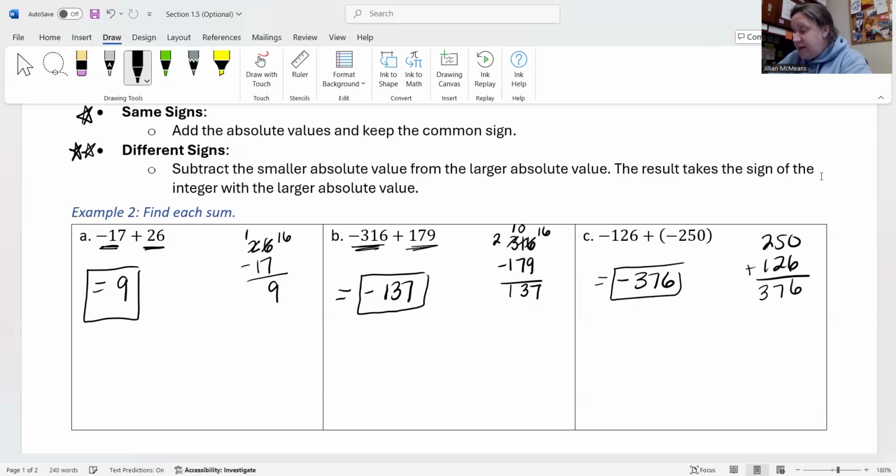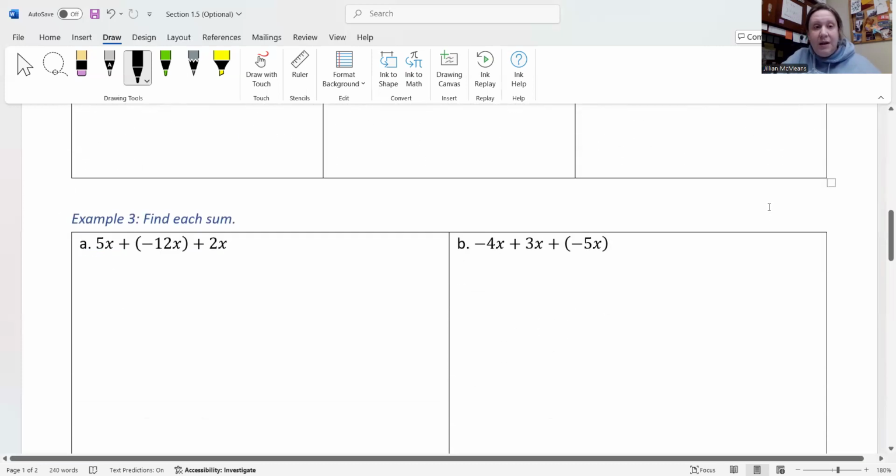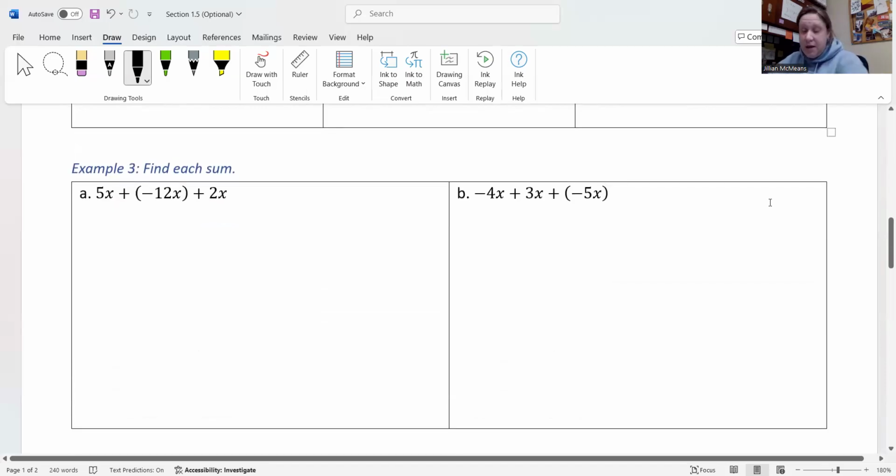So basically I had negative and I added more negative to it, which makes me extra negative. Okay, so make sure you understand those basic signs for adding integers. Now let's go ahead and look at example 3 here.